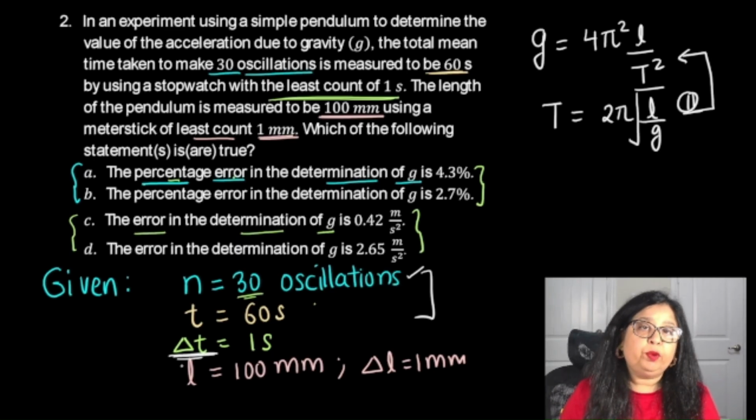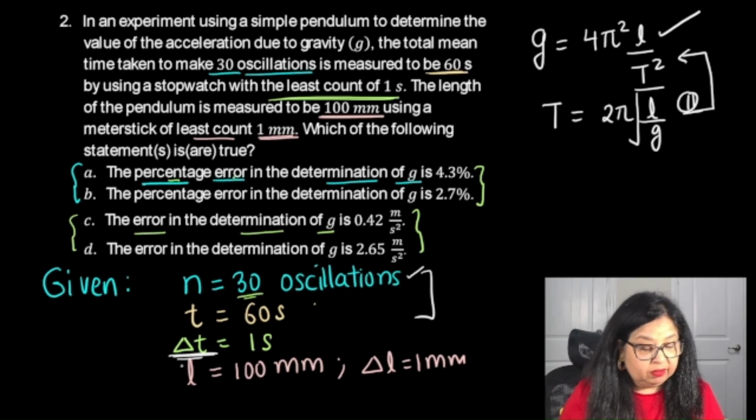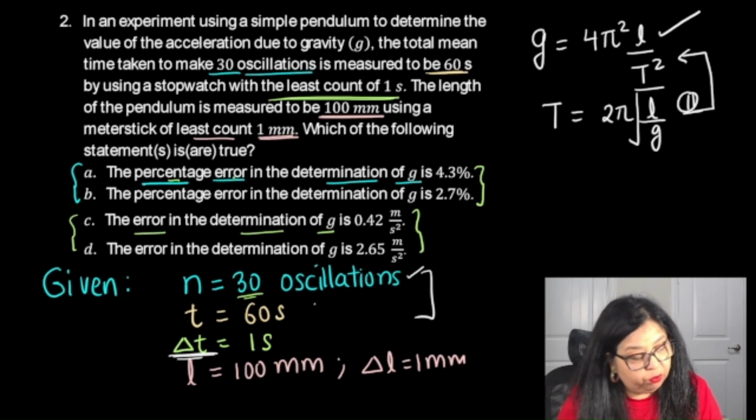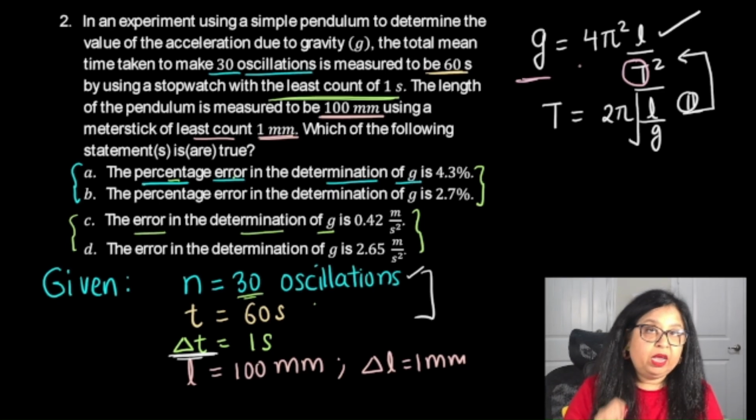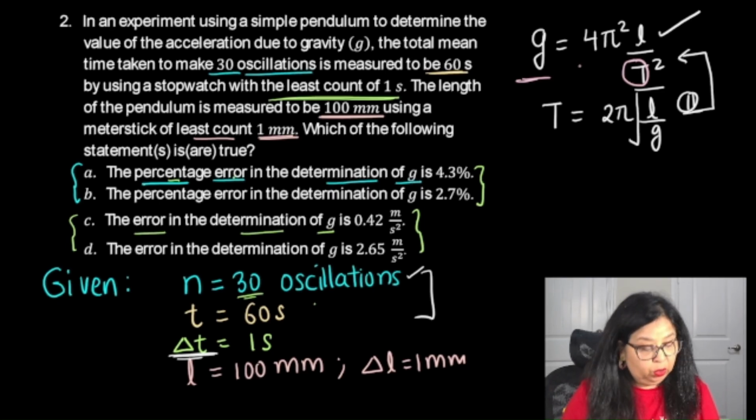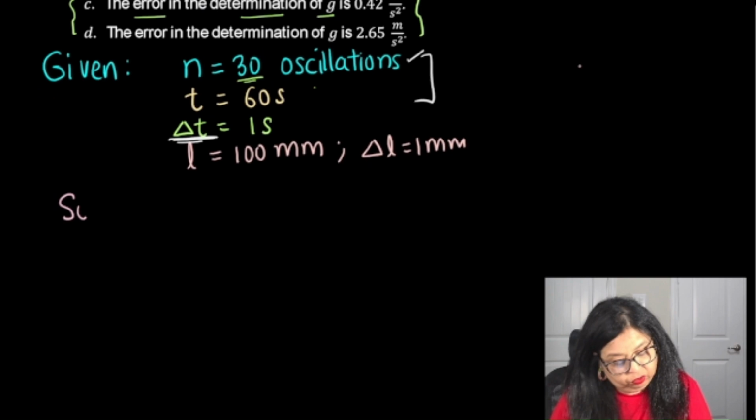Then using the first equation, this one over here, we can figure out the percentage error in the acceleration due to gravity. But since this equation for g involves uppercase T, we have to solve for uppercase T. Using this information, can we solve for uppercase T? Yes, we can. Let's see how. So solution.